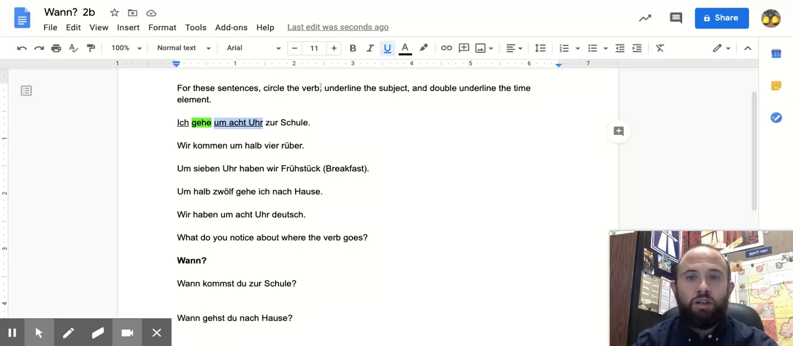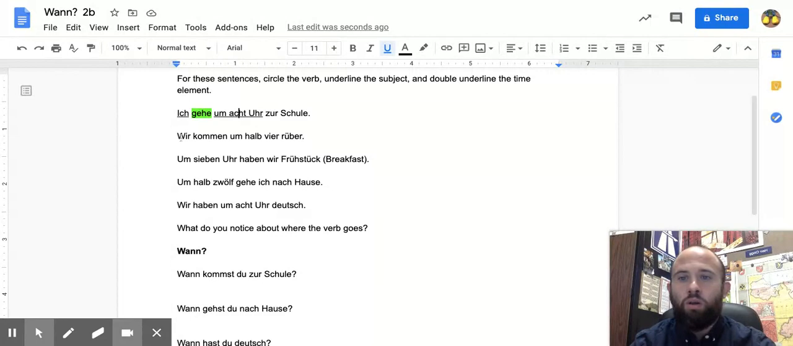It tells you to circle a verb, underline. I'm just going to highlight and then underline the subject and the time. This zur Schule part gets shipped to the end, but the important part is where does this go and where does this go, as well as where the verb likes to stay. So let's look at the next one.